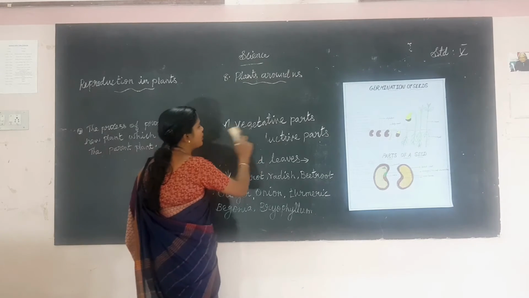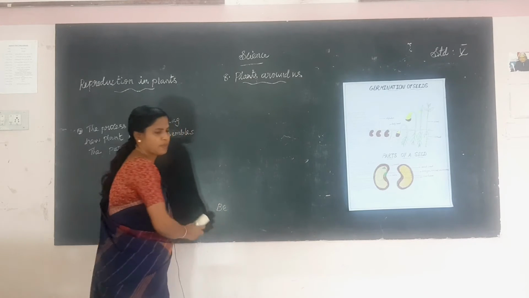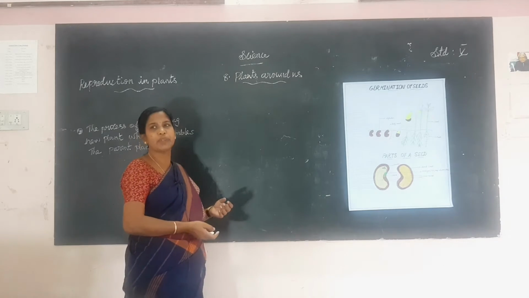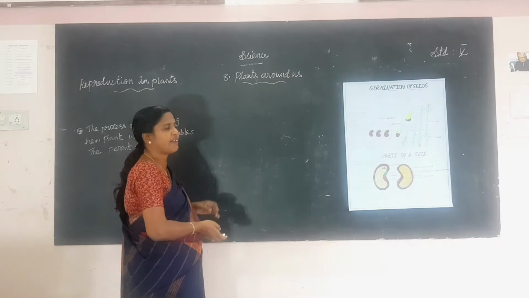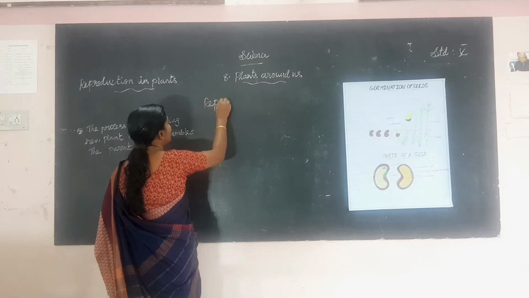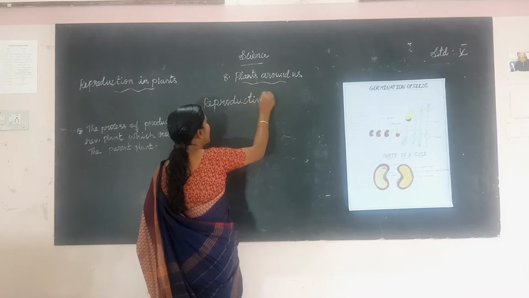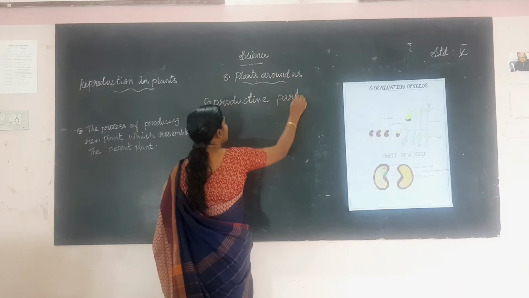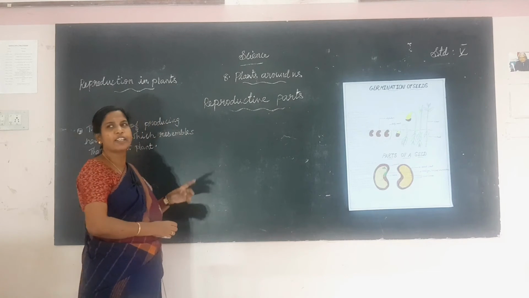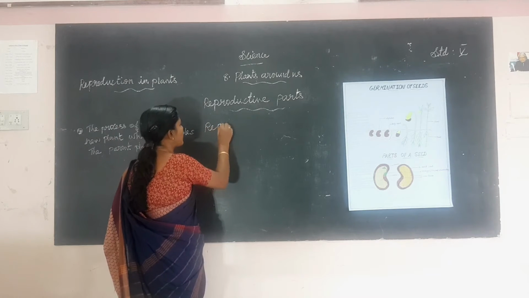You learned the vegetative parts of the plant in the previous class. Today we will learn about the reproductive parts. The reproductive part, first one, is reproduction by spores.